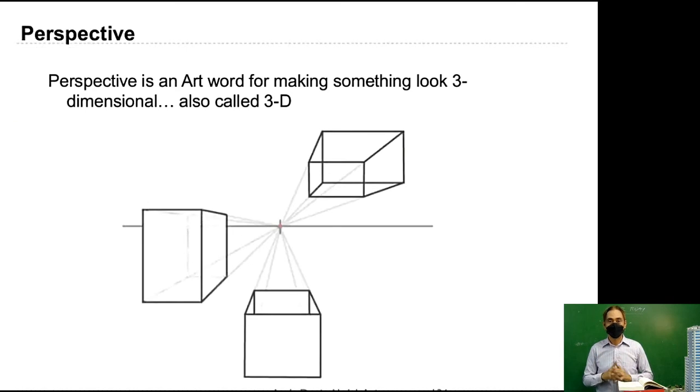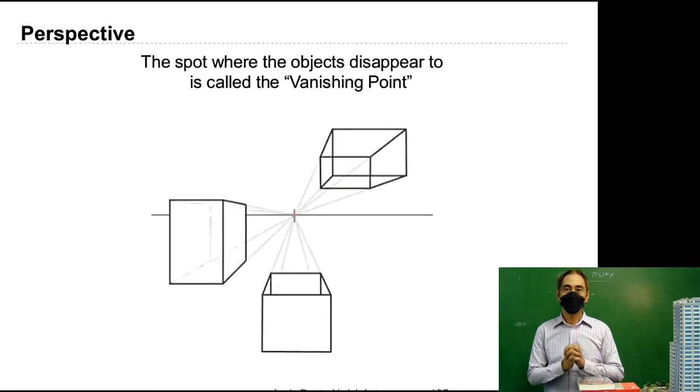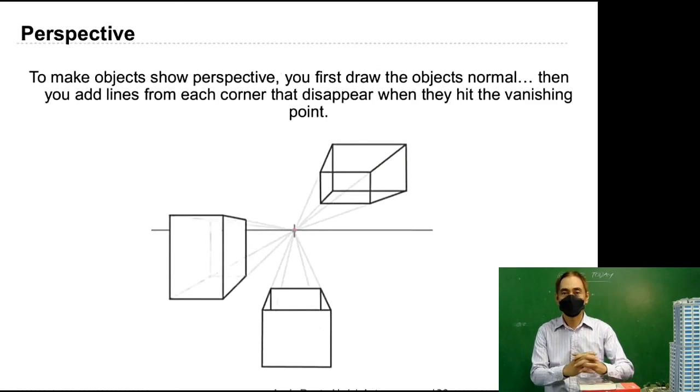Perspective is an art word for making something look three-dimensional, also called 3D. The spot where the object disappears is called the vanishing point. To make objects show perspective, you first draw the object normally, then you add lines from its corners that disappear when they hit the vanishing point.